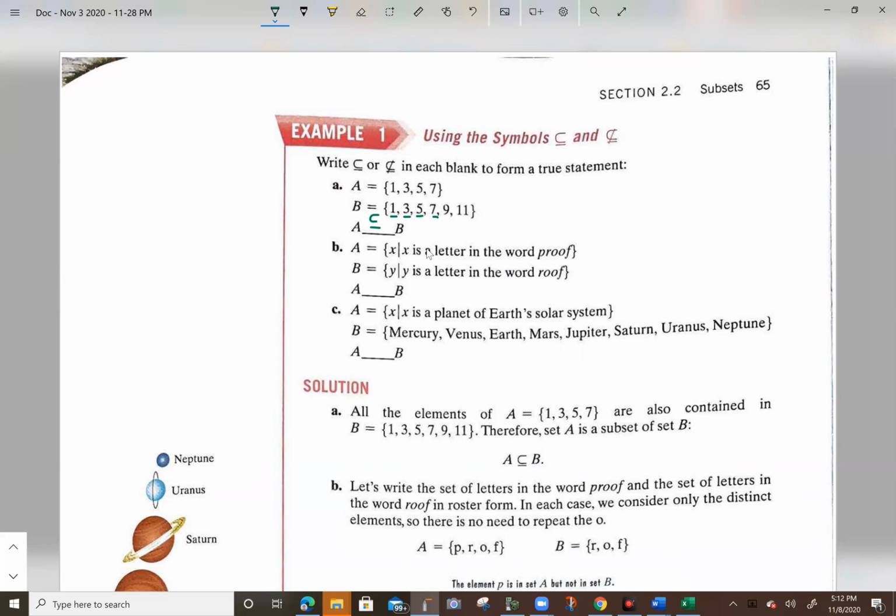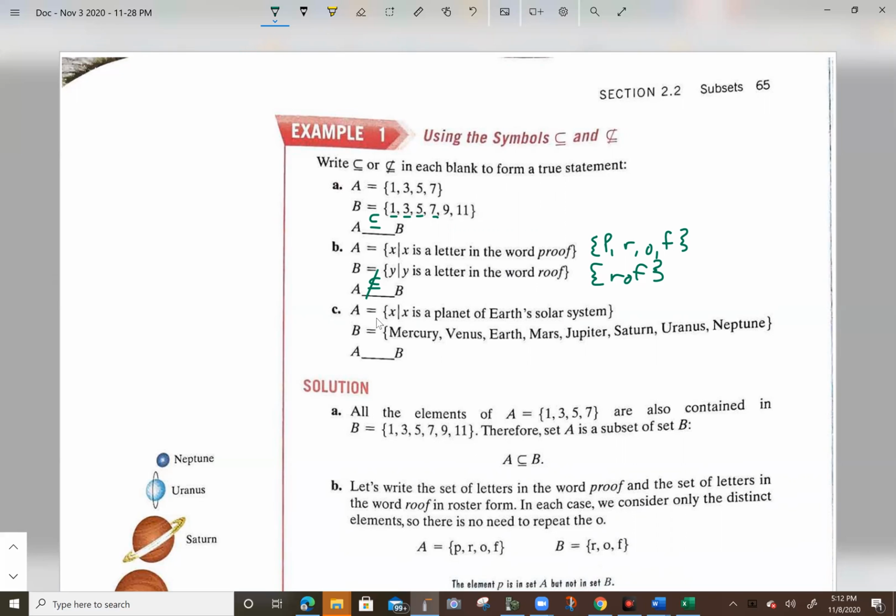If A contains all the elements x, where x is a letter in the word proof, so that means A contains P, R, O, and F. And actually, I'm not going to write O twice. And B is roof, R-O-F. We can see that A is not a subset of B because A has more elements than B does.